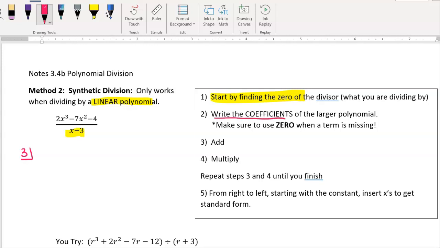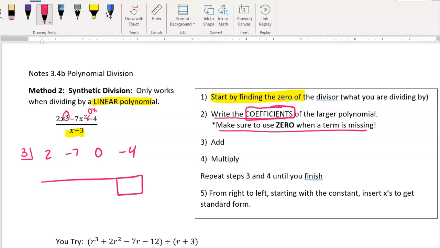Then we're going to write the coefficients. However, this is really important. Make sure to use 0 when a term is missing. So when I look at my original polynomial, the degree is 3. So I want to make sure that every term is represented going in descending order. So we'd have 3, 2, 1, and then no variables. So I'm missing a 0x. I'm missing an x term. So I want to make sure that when I go to this next step that I replace it with a coefficient. So again, we're just writing the coefficients, no variables in this next step. So the coefficients would be 2, -7, 0, and then -4.